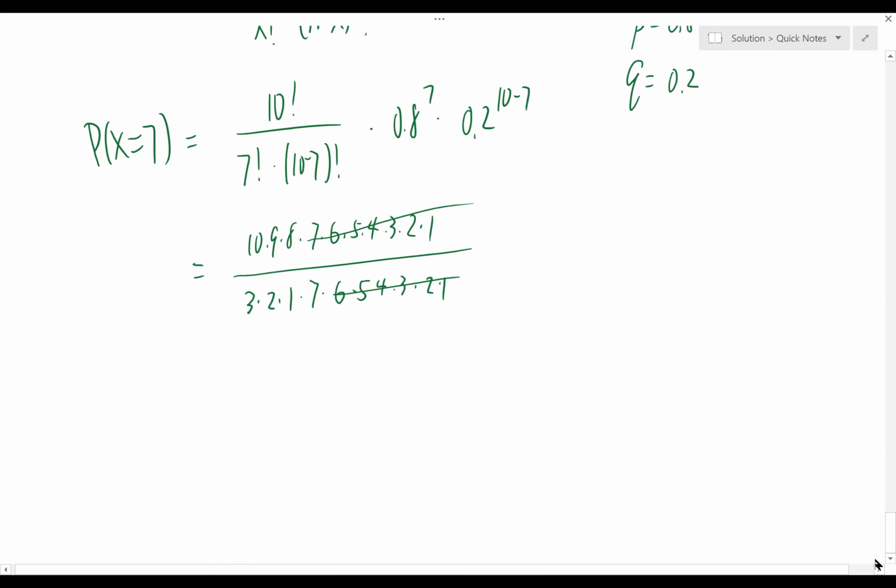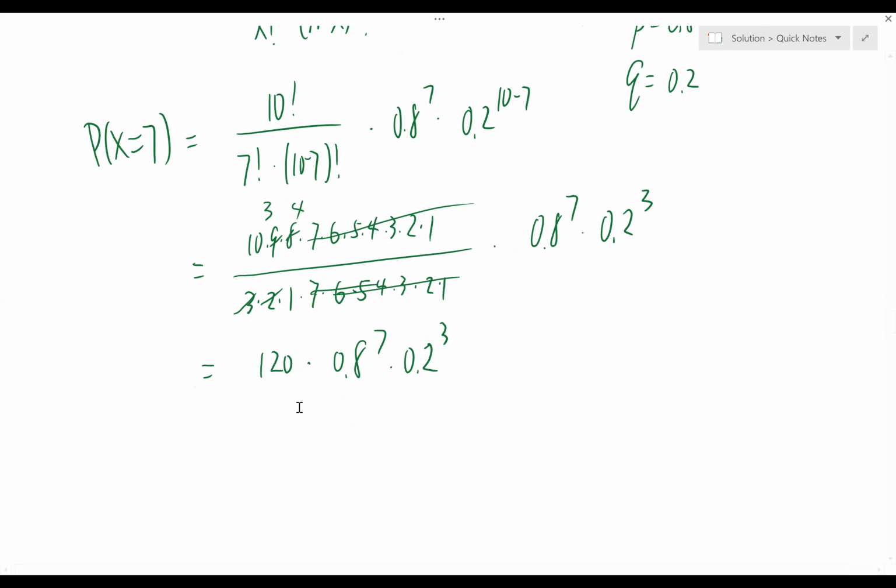Okay, so we have that here. So we cancel everything after 7. Right, so that's gone. And we can simplify this. 3 going into 9, that's 3 times. 2 going into 8 is 4 times. So it's 10 times 3 times 4, which is 120. And this is 0.8 to the 7th power and 0.2 to the 3rd power. So it's 120 times 0.8 to the 7, 0.2 to the 3rd.